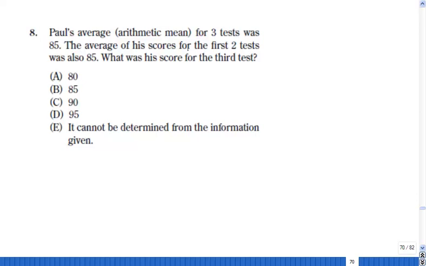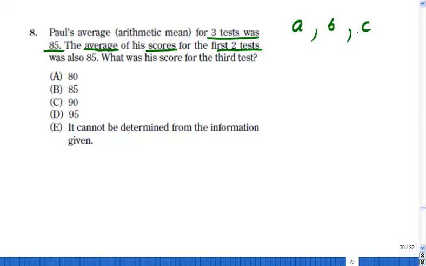Well, we have 3 tests in here, and let's use A, B, and C for the scores on each one of them. What is given to us in the problem? The average of the first 2 test scores was 85, and the average of the 3 test scores was also 85. So let's go with the first one. The 3 test average was 85.